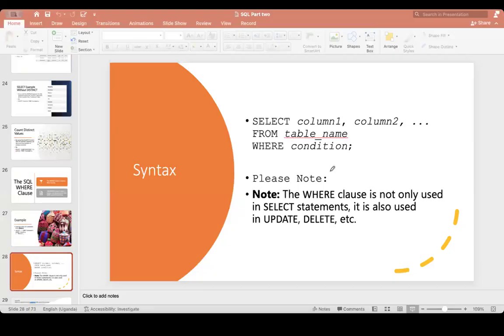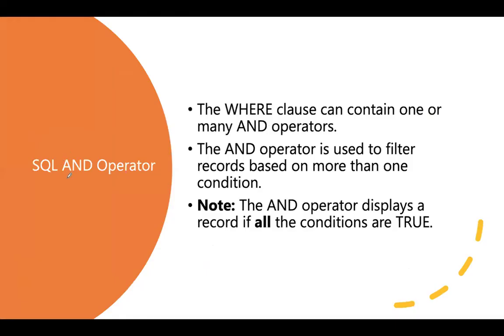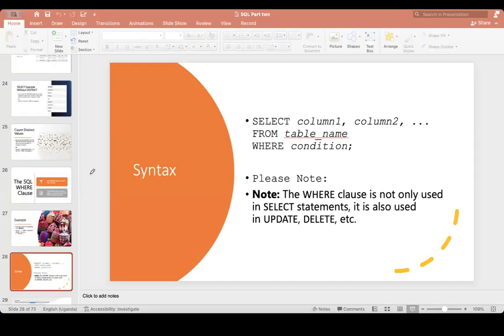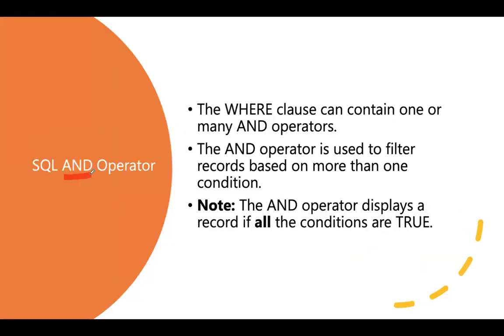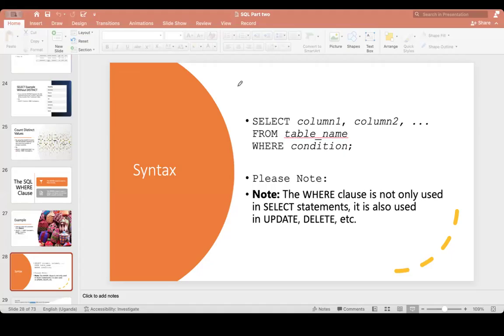You get, yeah. And then SQL and the operator. This operator called the AND, that is in case we need to combine, whereby the WHERE clause can contain one or many AND operators. Look here. The AND operator is used to filter records based on more than one condition. So the AND operator displays a record if all the conditions are true.